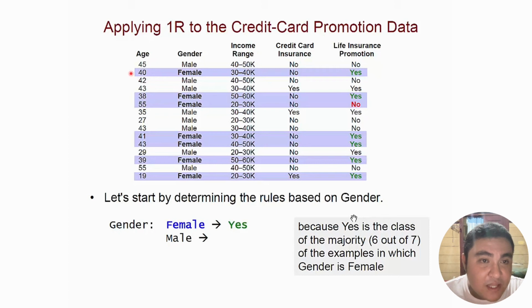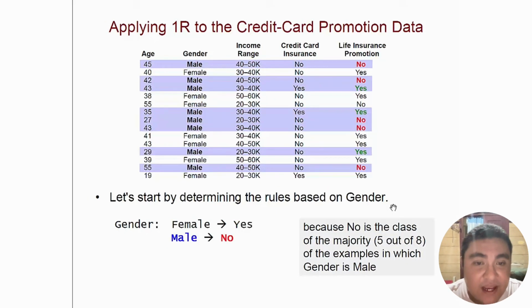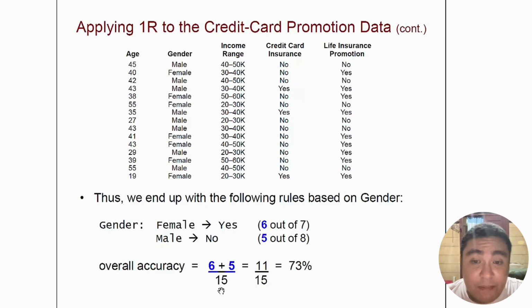You also have the values here, the 38, the 55, the 41, the 43, the 39, and then 19. Because yes is the class of the majority, 6 out of 7 of the examples in which gender is female. Then in the second one, you have 5 out of 8, and the answer is no, because no is the class of the majority, 5 out of 8 of the examples in which the gender is male.